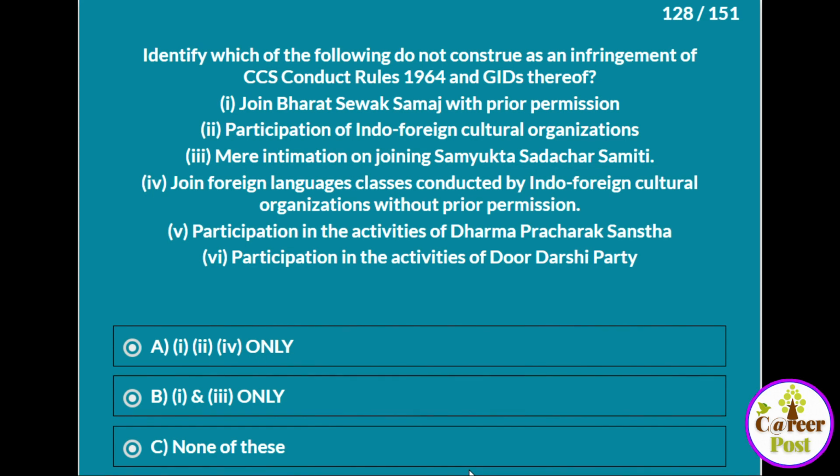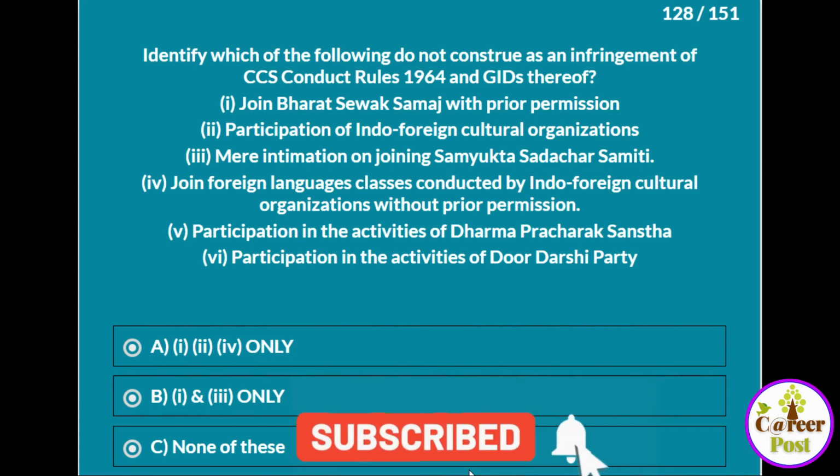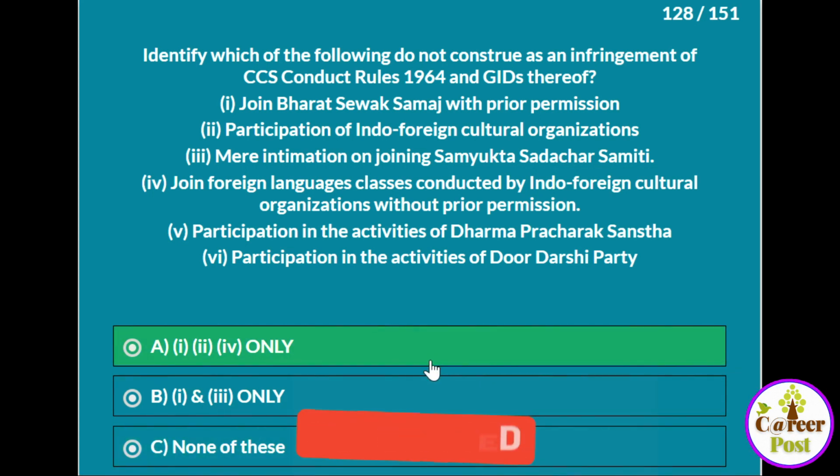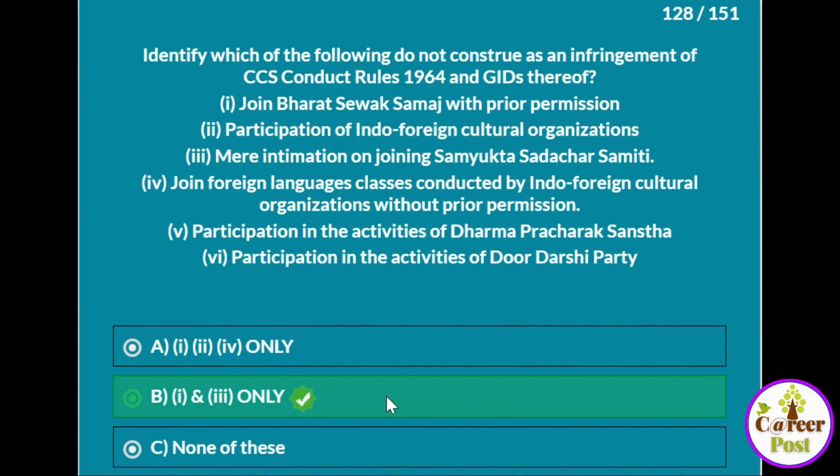Identify which of the following does not constitute any infringement of CCS conduct rules and GIDs thereof: join Bharat Sevak Samaj with prior permission, participation in Indo-Foreign cultural organizations, mere intimation on joining Samyukta Sadachar Samiti, joining foreign language classes conducted by an Indo-Foreign cultural organization without prior permission, participation in activities of Dharma Pracharak Samstha, participation in activities of Doordarshi Party. Which of the following does not constitute infringement? That means they are in consonance with the conduct rules. We have to identify those things. It is 1 and 3. That means joining Bharat Sevak Samaj with prior permission does not constitute infringement of conduct rules, and 3, mere intimation on joining Samyukta Sadachar Samiti, is not a violation.